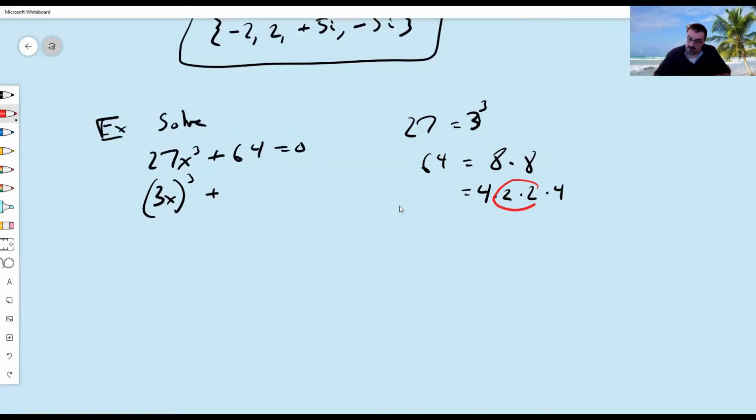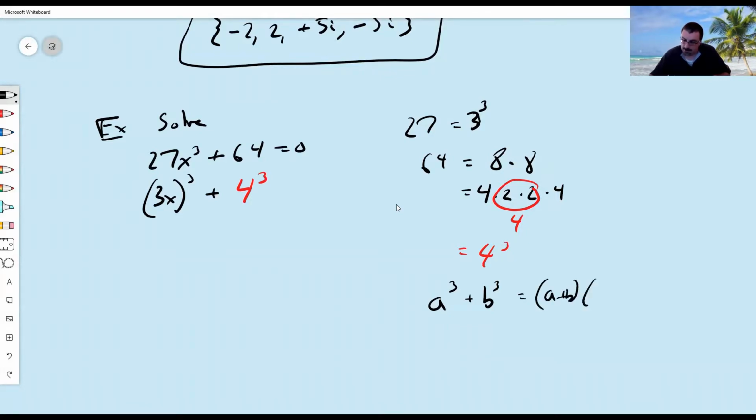This right here is another 4. So how many 4s do you have? 1, 2, 3, 4 cubed. So that is a sum of cubes. And so recall, that's a plus b, a squared minus ab plus b squared.